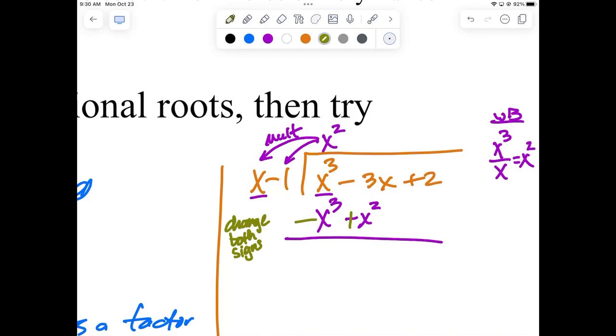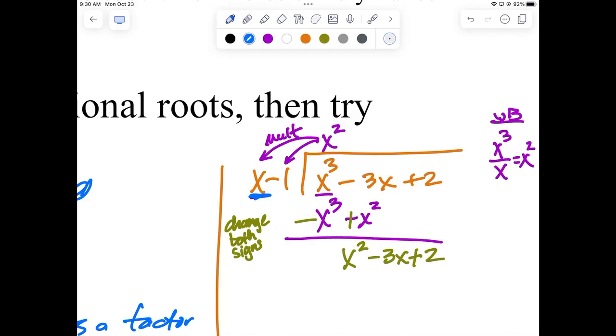All right, now what's x cubed minus x cubed? 0. Is there another x squared term up above to add to my x squared term? No. So this is just x squared, and then I bring down the minus 3x plus 2. That's why, if you want to have a placeholder, you can, or you just know you can only add like terms. All right, now we do it again.